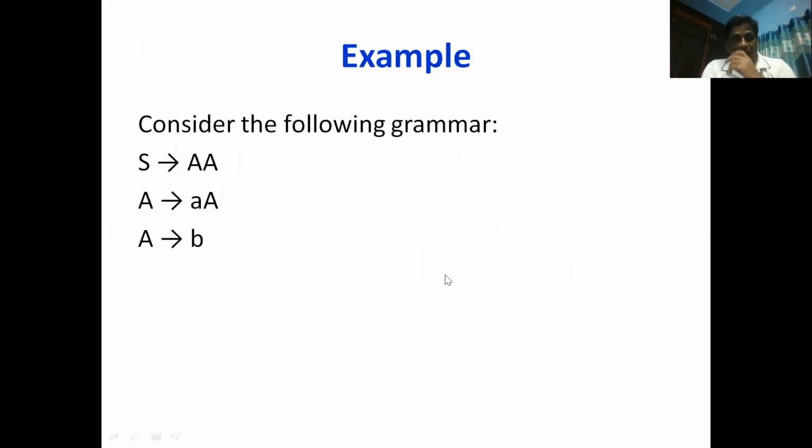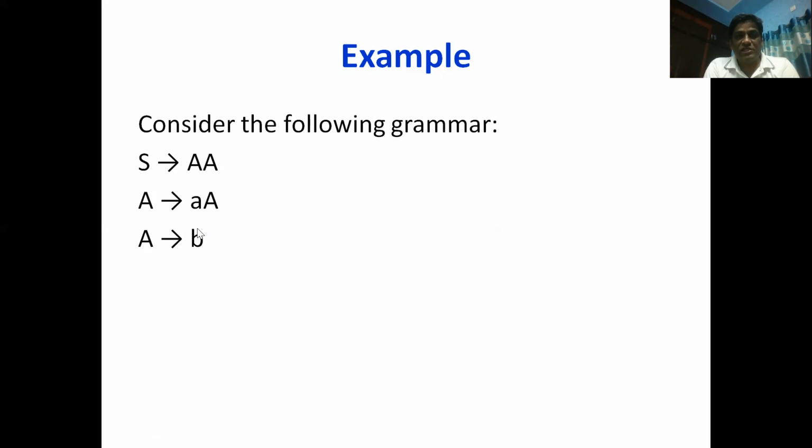Let us understand this with an example. I am considering the same grammar which we used for constructing CLR parser: S implies A A, A implies a A, A implies b. If you remember, the first step is checking the ambiguity of the grammar. It can be easily verified that this grammar does not contain any ambiguity. So step 1 is completed.